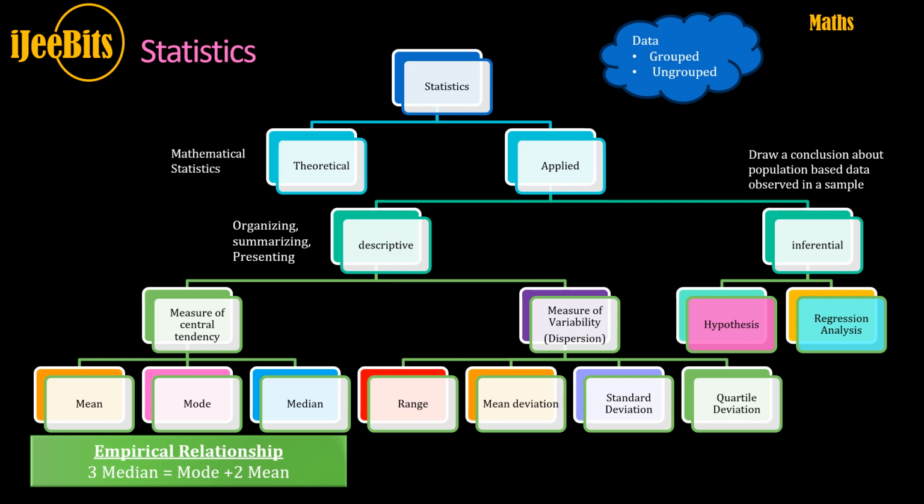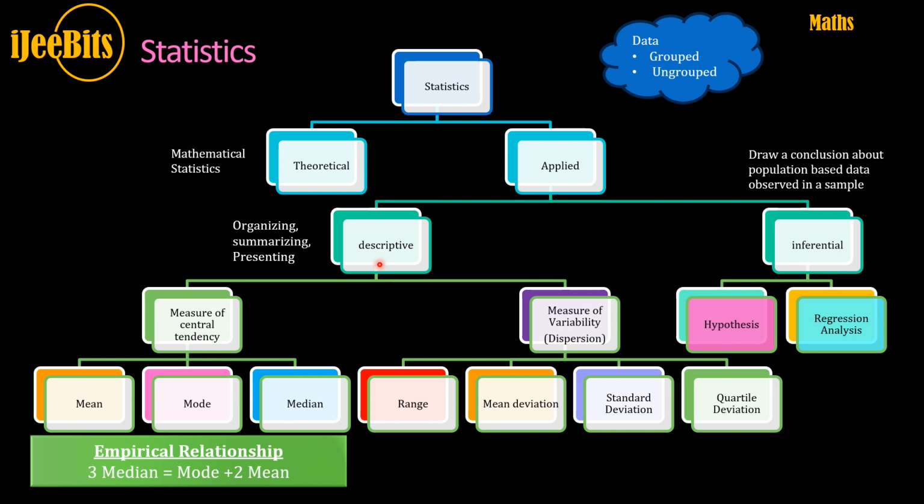Here is a high-level spectrum of the topics that we are going to cover in statistics. Fundamentally speaking, statistics is of two types: theoretical statistics and applied statistics. Theoretical means mathematical statistics, whereas in applied statistics we have descriptive statistics and inference statistics. Descriptive means we are organizing the data, summarizing the data, and presenting the data in a meaningful form. Whereas inference draws a conclusion about a population based on a sample observation.